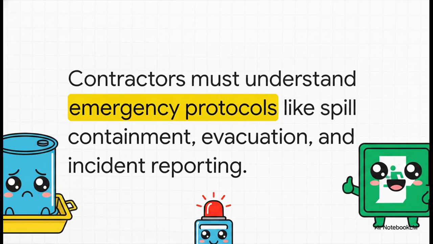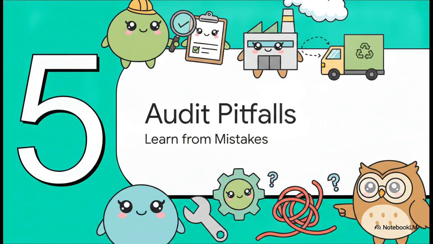Under Clause 8.2, your contractors have to be prepared for the worst-case scenarios. They need to fully understand your emergency preparedness protocols. So if a contractor accidentally punctures a drum of solvent, do they actually know your spill containment measures? Do they know the evacuation routes? Do they know exactly who to report the incident to on your team? If contractors aren't properly briefed on emergencies, a minor spill can rapidly, and I mean rapidly, escalate into a major environmental disaster.